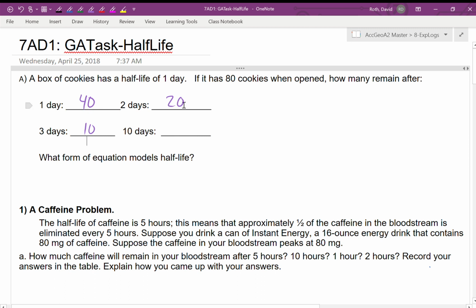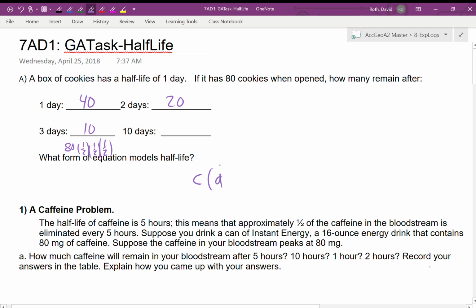Hopefully what you're saying to yourself is, well, 80 was the original amount of cookies, and I multiply it by a half, and a half, and a half to get the 10, half of half of half, and that's the number of days. 3 is here, so it's actually 1/2 to the third power. So hopefully you're saying, well, what's the model? The cookies based on days equation would be the original amount I started with, 80, times this 1/2, the amount that I'm taking, raised to the number of days.